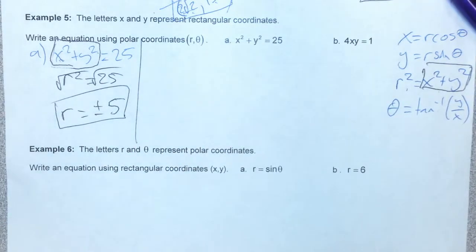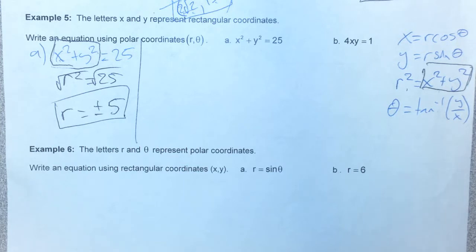Okay? So really what you're doing is looking for ways to substitute out the pieces that you're trying to get rid of. That's really all you're doing. For the ones with x and y, this is going from rectangular, meaning x and y, to polar, meaning r and theta.